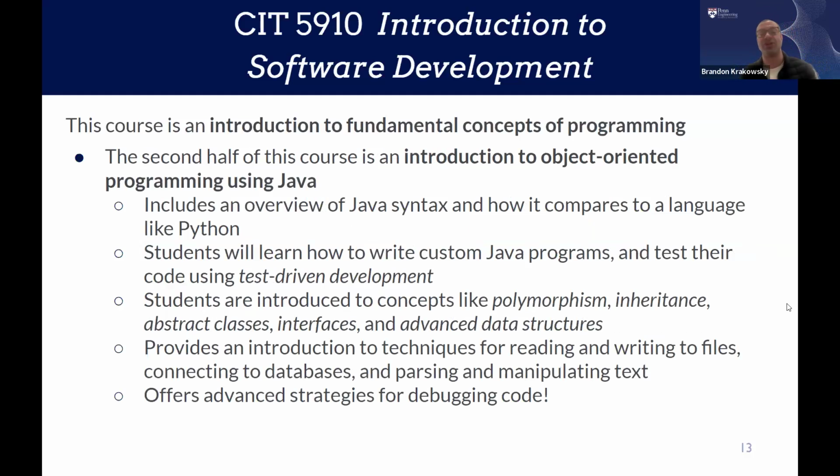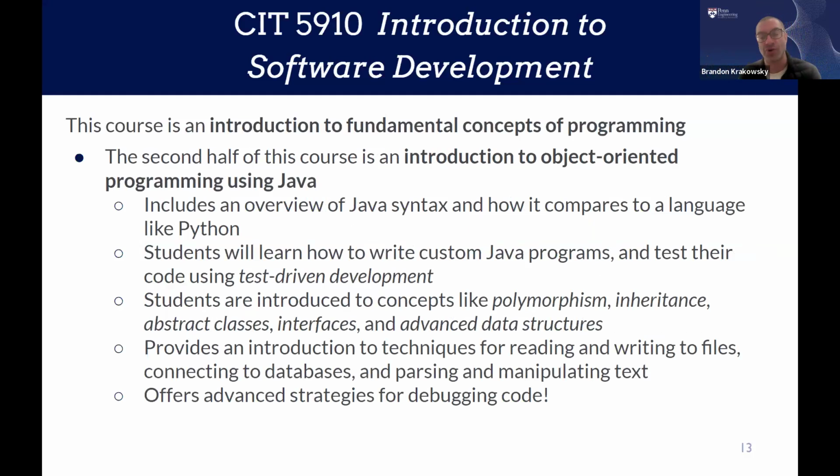So then we transition into Java. This includes an overview of Java syntax and how it compares to a language like Python. We move into the second half. We start a new language, but we bring a lot of the concepts over into the new language, and we learn the new syntax of Java. You'll learn how to write custom Java programs, just like you're writing custom Python programs in the first half. And in the second half, we're writing Java programs.